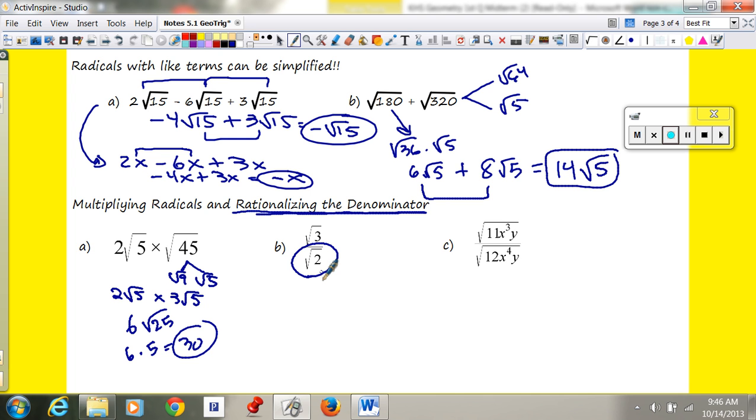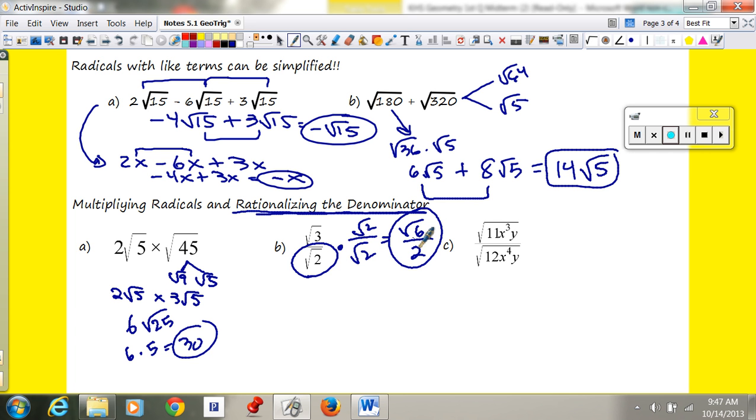To do that, I'm going to multiply by 1. But I'm going to use the form of radical 2 over radical 2. That is still equal to 1. Radical 2 over radical 2 is equal to 1. And anytime I multiply by 1, it stays equal. Now I can just multiply straight across. Radical 6 on top and a 2 on the bottom. That is completely reduced. You cannot reduce the 6 and the 2. Why?